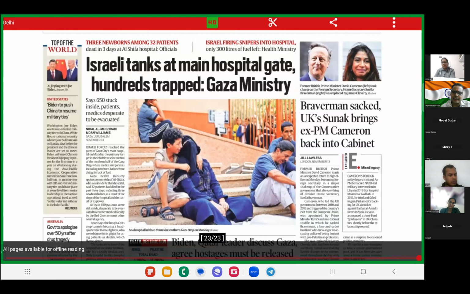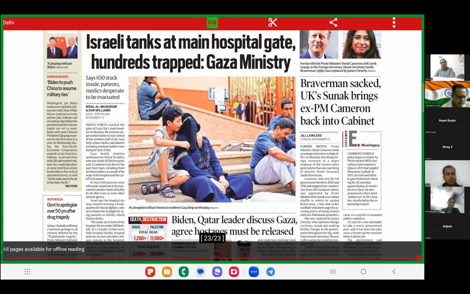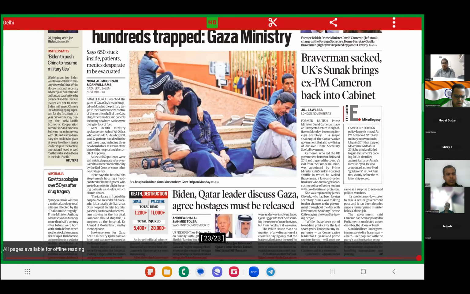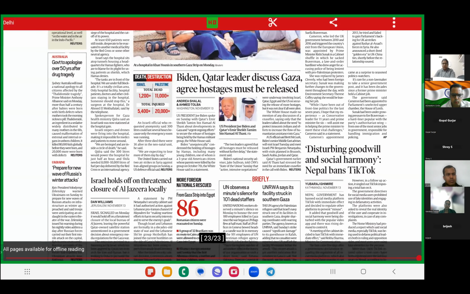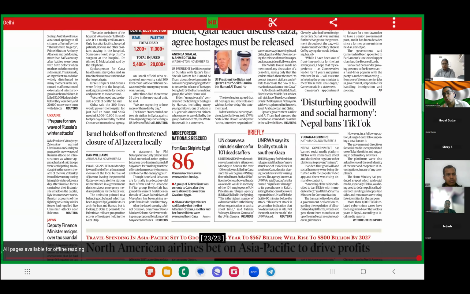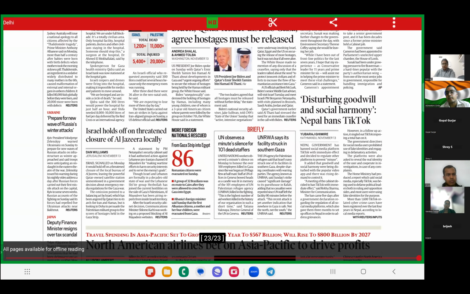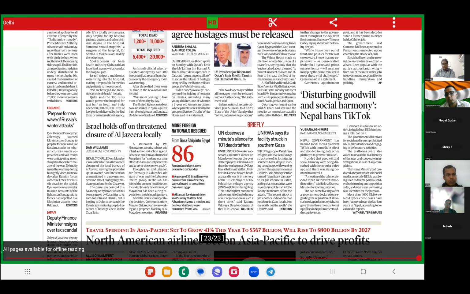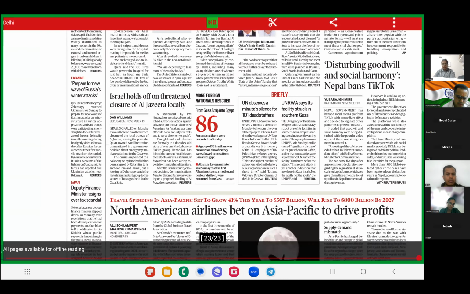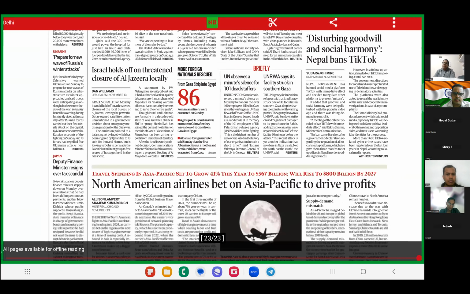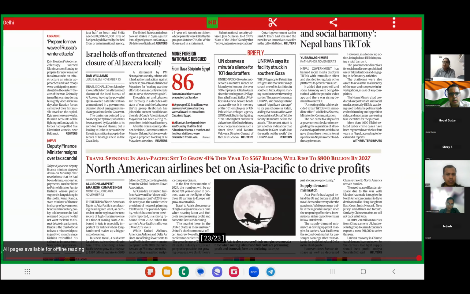Israeli tanks at the main hospital gate, leave it. I think we have done that. Qatar discusses, Gaza agrees hostages must be released, disturbing goodwill and social harmony. Now social harmony is the keyword. People from the sociology optional background, what do you understand from the same? Something like that. That's all, I guess. Fine.